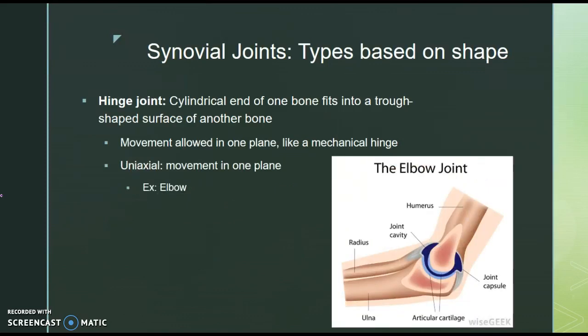Then we have the hinge joint, which is a common joint because we always think of the elbow and the knee. Those are going to be hinge joints. So one bone is going to fit into the trough of another bone. And if you remember, we talked about the elbow. They're going to have the fossa, and then you're going to have like an extension of the other bone fitting into that fossa. And you're going to have movement really just in kind of one plane, like a mechanical hinge. So we call this uniaxial, meaning that it only moves in one plane of motion. Your elbow and your knee move in that sagittal plane of motion, which is up and down movements.